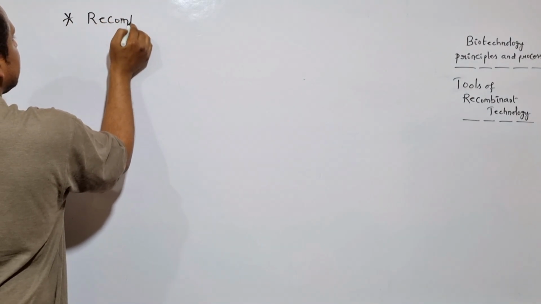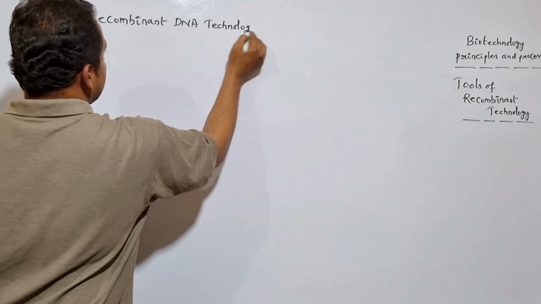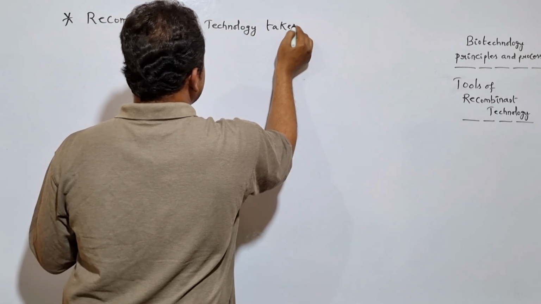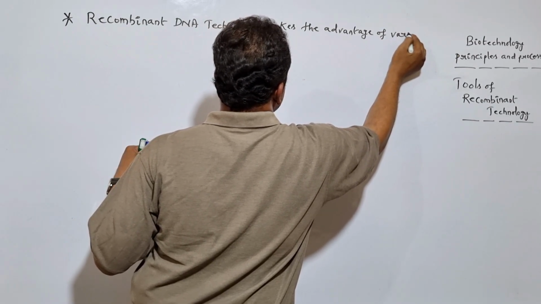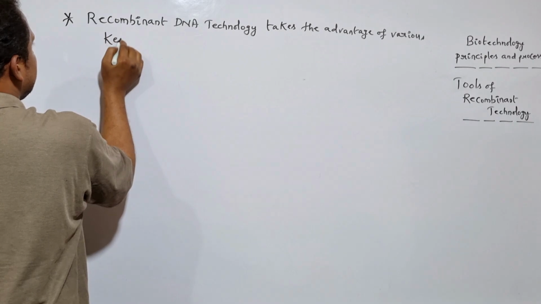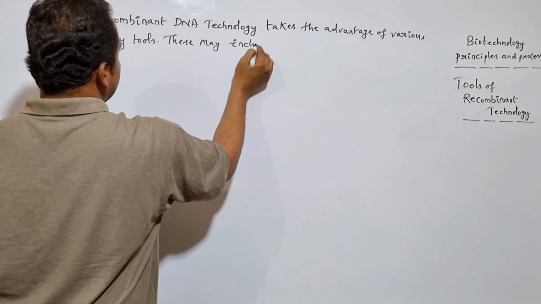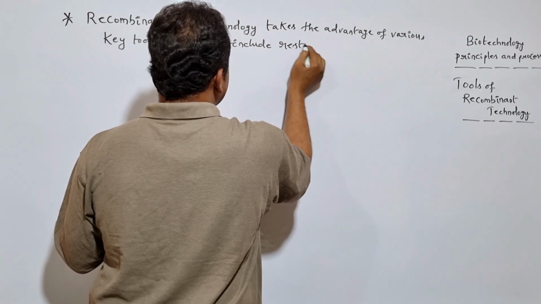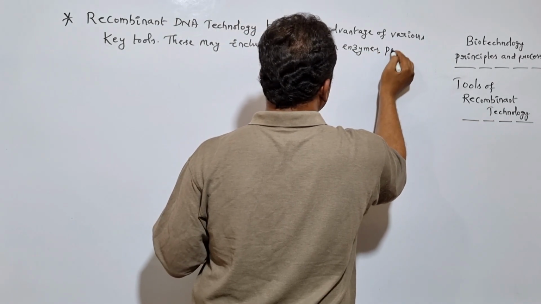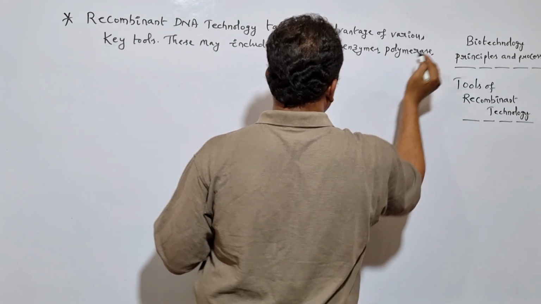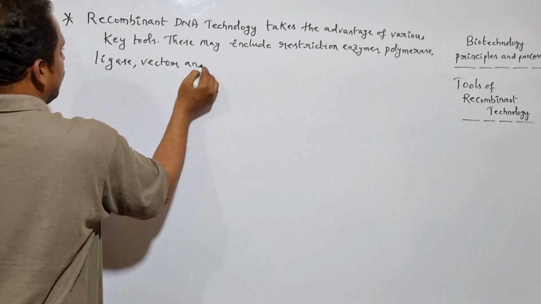Recombinant DNA technology takes the advantage of various key tools, and these may include restriction enzymes, polymerases, ligases, vector and host organism.